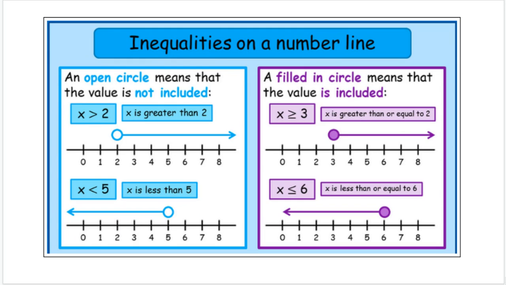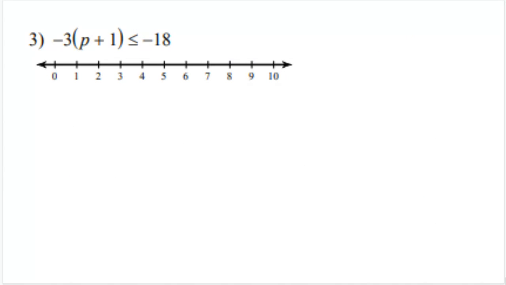A filled in circle means that the value is included. We would be using a greater than or equal to or less than or equal to sign for that. Let's go ahead and look at our first problem. Our first problem says -3(p + 1) ≤ -8.